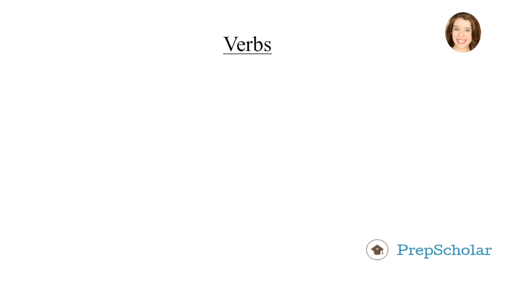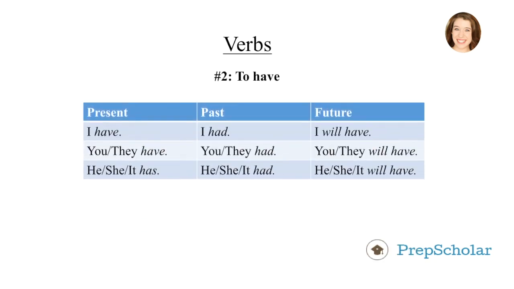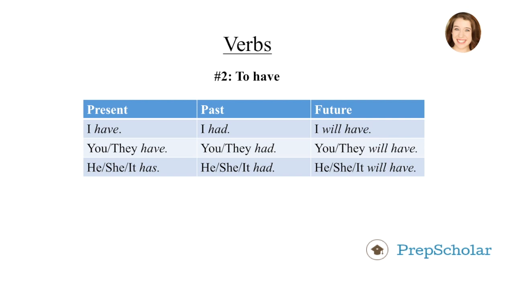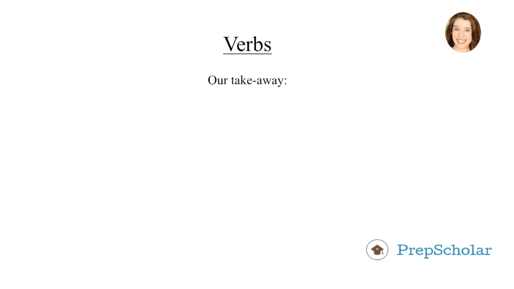Let's now look at our second verb, to have. Again, we'll break it down with a chart. Present, past, and future. I have, I had, I will have, and so on for every single one of these different tenses.